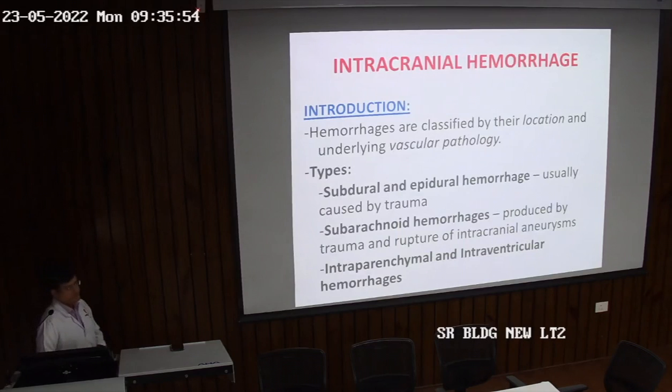Now, after the ischemic stroke, the patient may have a hemorrhagic stroke also. So the hemorrhages are classified by their location and underlying vascular pathology. Hemorrhages may be in the form of subdural hemorrhage, epidural hemorrhage, subarachnoid hemorrhage, or intraparenchymal and intraventricular hemorrhage. So this classification is based on the location and the vascular pathology.